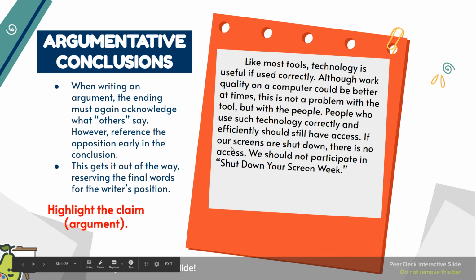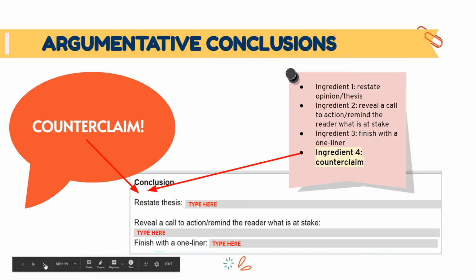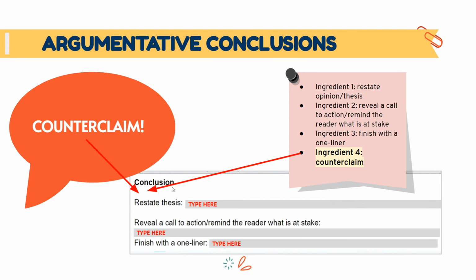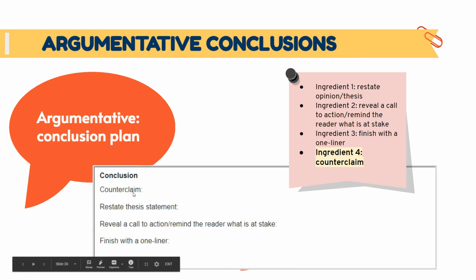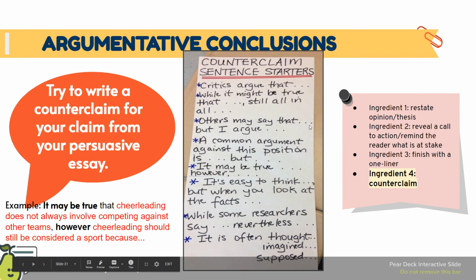Now you're looking at conclusions. You need to highlight the claim. You need to highlight the counterclaim. And then the format for an argumentative conclusion that you're going to use is the counterclaim goes first, then you restate your thesis, reveal a call to action, remind the reader what is at stake, and finish with a one-liner. So counterclaim, restate thesis, reveal call to action, remind the reader what is at stake, finish with a one-liner. Okay, so in order to write a conclusion, that's what you're going to do.